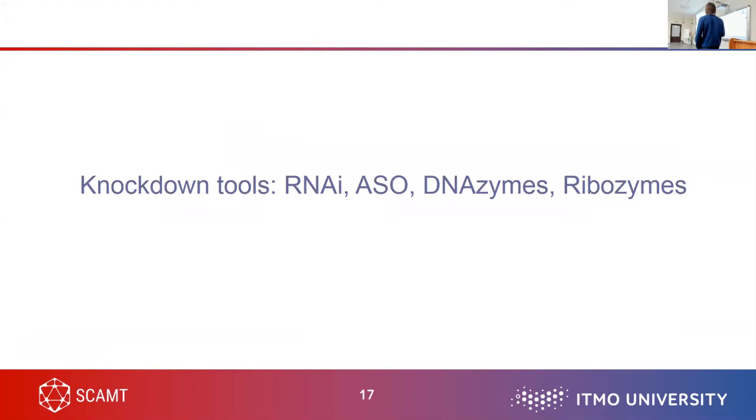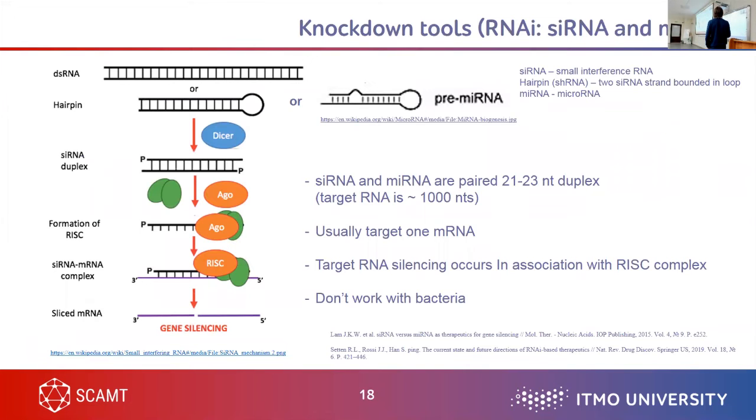So next are knockdown tools, RNA. First, we'll talk about RNA. RNAi is RNA interference. There are two examples of RNA interference: siRNA and miRNA, as you can see here. This is siRNA, usually presented as double-stranded RNA, and miRNA. They are small RNA molecules that have a size of about 21 to 23 nucleotide duplexes.